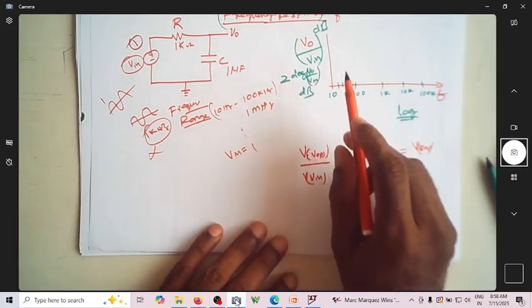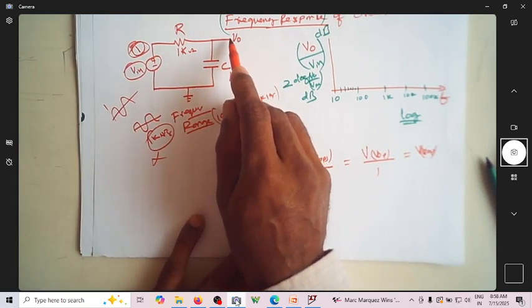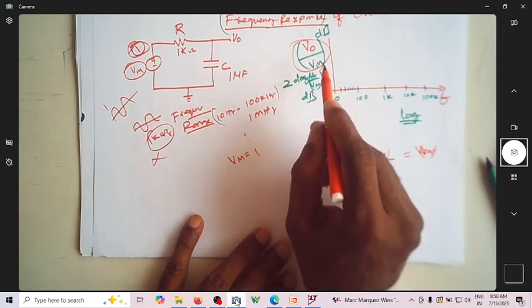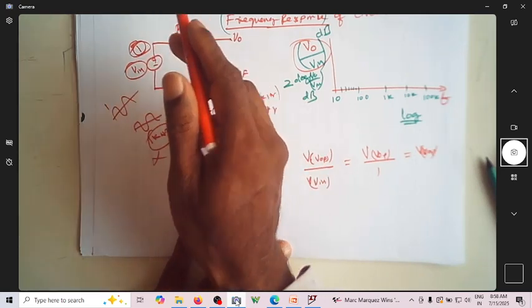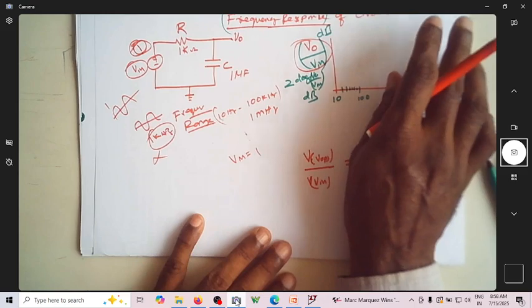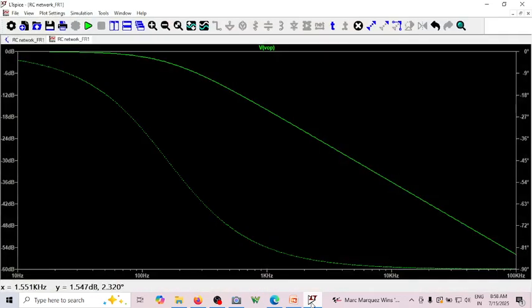Meaning whatever you plot, since this magnitude is 1, this itself will be V naught by V in. So even though you are not plotting V naught by V in, since V in is 1, V naught itself is the gain of the circuit in dBs. That's why whatever response you're getting now is the output response, and also the gain of the circuit, because input is 1.